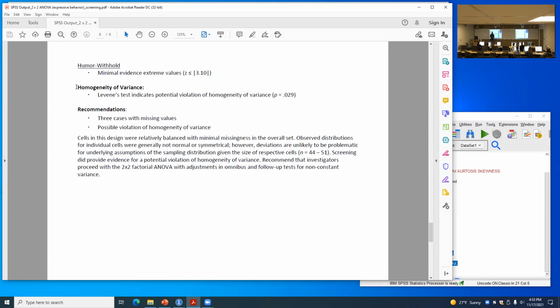But overall, big picture, screening for our factorial designs follows the same process as we did previously for our one-way ANOVAs, right? We're just dealing with more groups because we've got factorial, so we've got crossed things, so we've got more groups to deal with, okay?